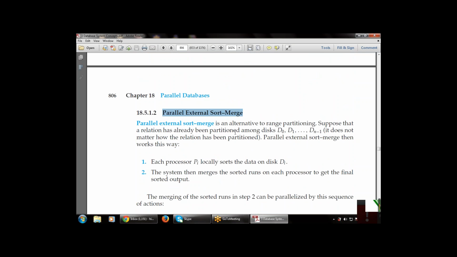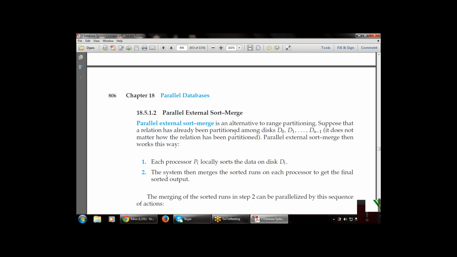Next is the external sort merge, that is, how the sorting will be done externally. That is the alternative approach to range partitioning. So we can use either the external sort merge or the range partitioning. Suppose a relation, a table, has been partitioned among various disks, D0, D1, up to Dn minus 1. Each partition will be sorted. The parallel external sort merge then works in this way.